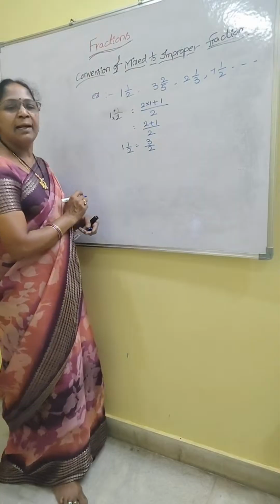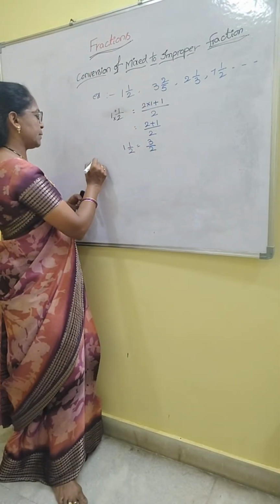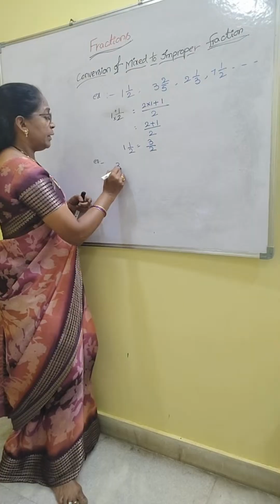One more example. Let us see. Your second one is 3 2 by 5.